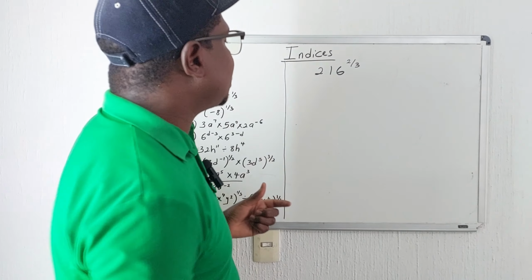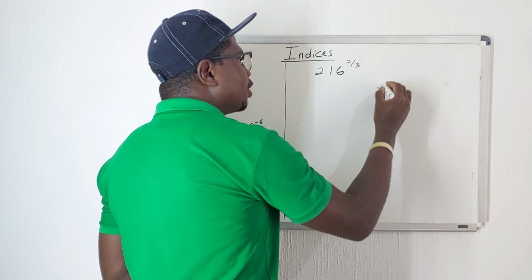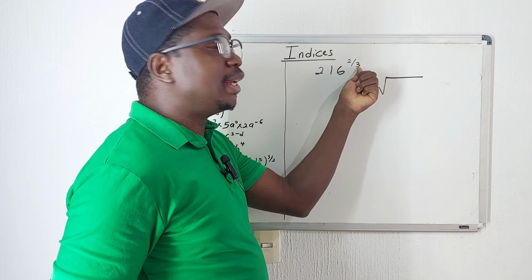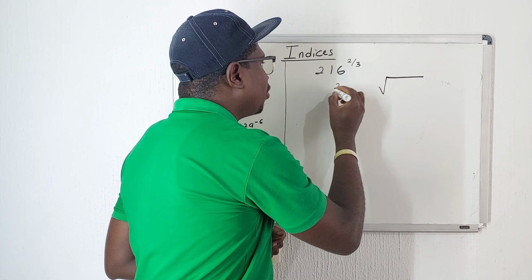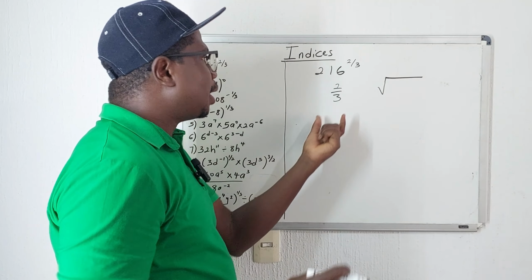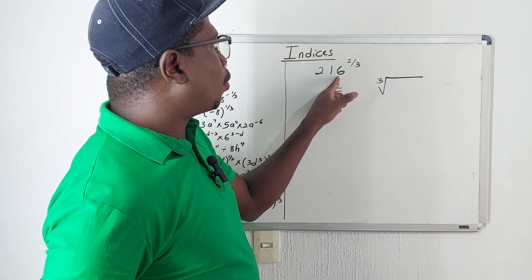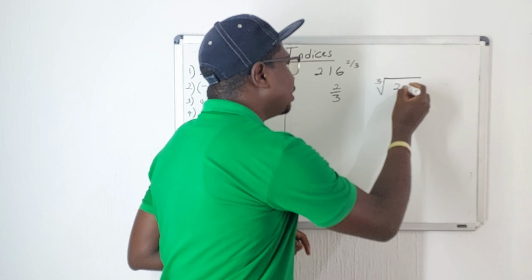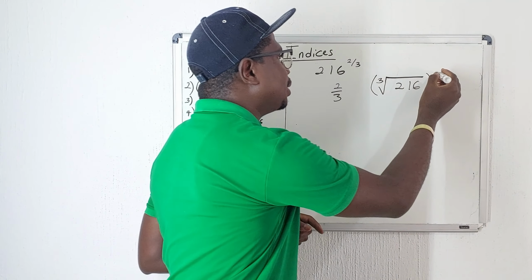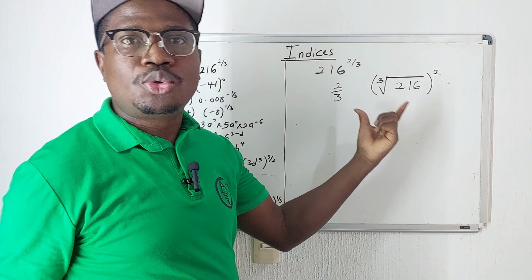So when we have something like this, you remember from the 6th law, you first of all put your root sign here. What is below the fraction, the denominator, goes at the root sign. The base goes inside the root sign. Then what is on top of the fraction, we raise it to the power of 2. Now, how can we get the cube root of 216?